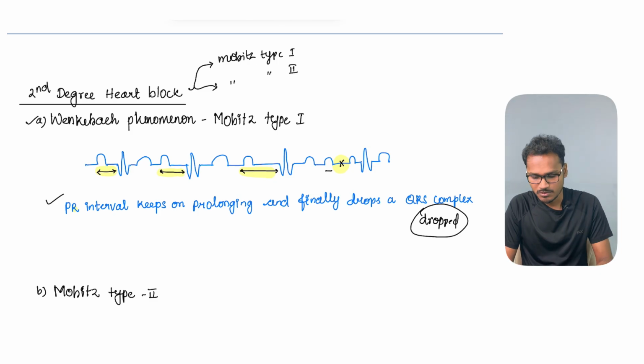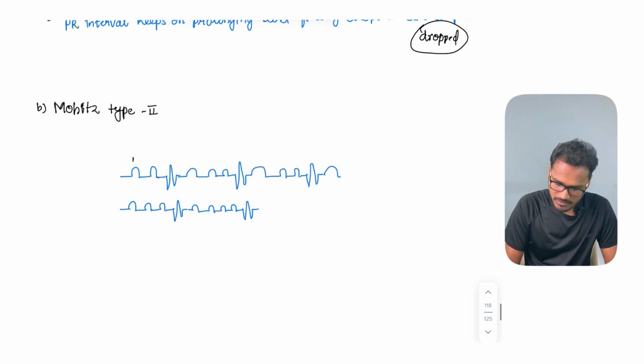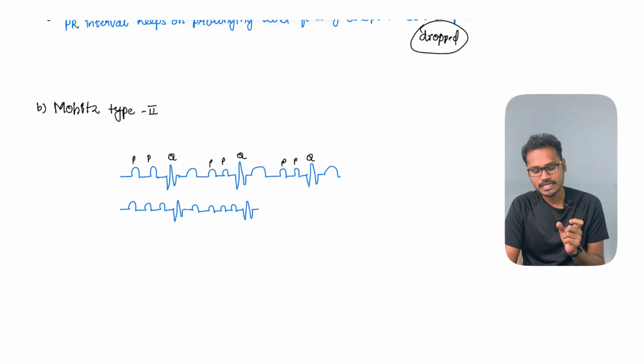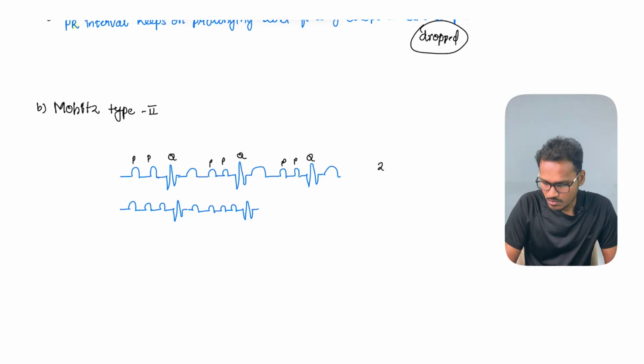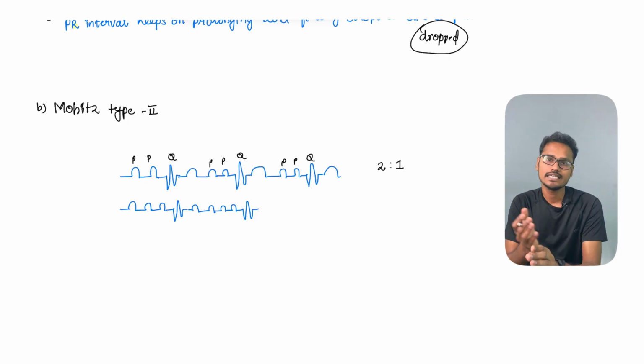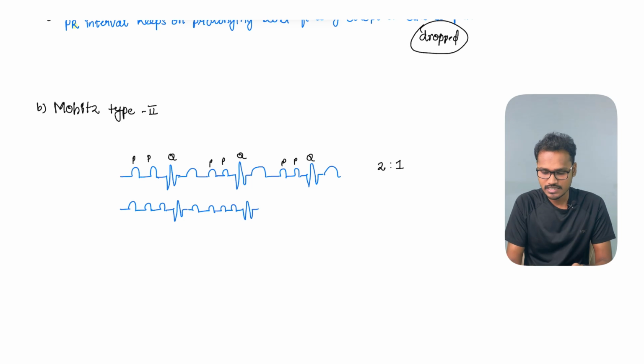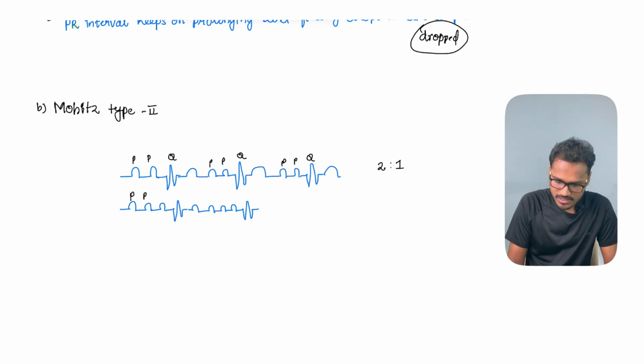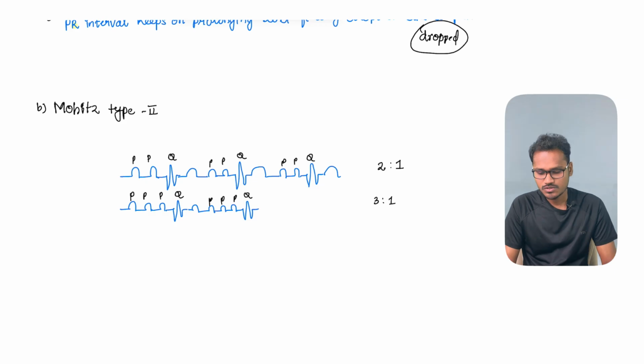Now coming to Mobitz type 2, what is happening here? P wave, QRS complex. P wave, QRS complex. P wave, QRS complex. Here there is a certain pattern. As you can see here, there are 2 P waves followed by 1 QRS complex. This is also called a 2:1 block. For every 2 P waves, only 1 is being sent into the ventricle. So this is a classical picture, 2:1. And in the second, we can see 3 P waves followed by a QRS complex. So that is a 3:1 ratio. This type of classical ratio is seen in Mobitz type 2.